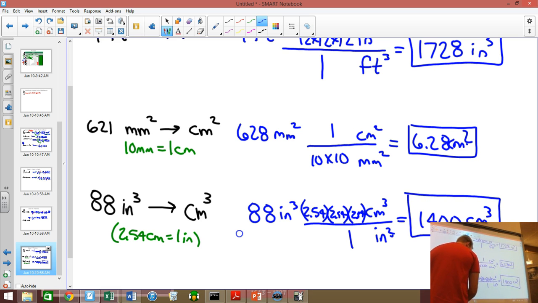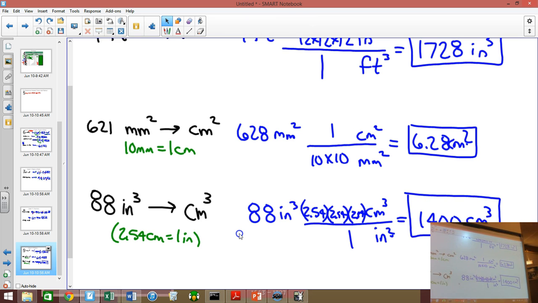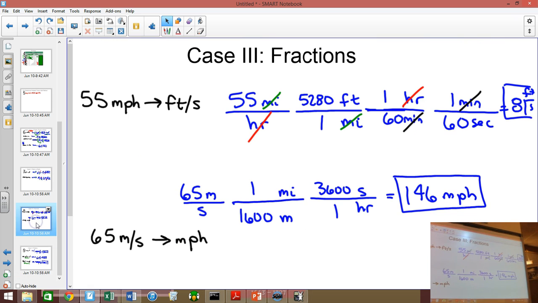So these power ones are a little bit tricky. They take a little bit getting used to, but there's a pattern amongst all of them. They're all the same in the fact that you have to make the units on the top cancel out with the units on the bottom.